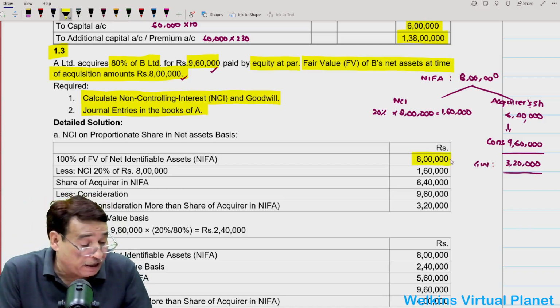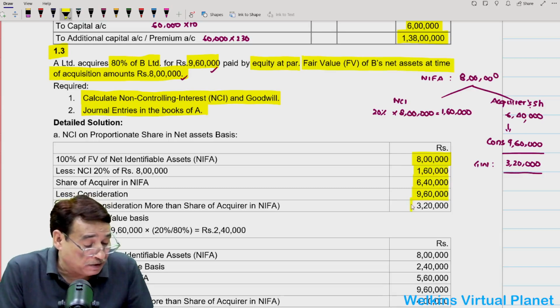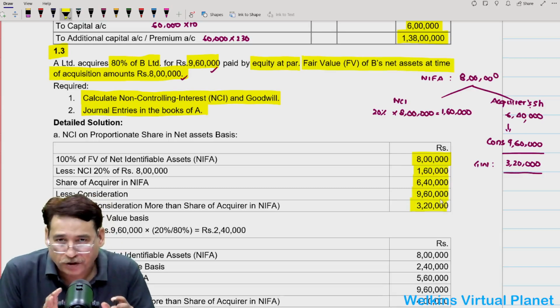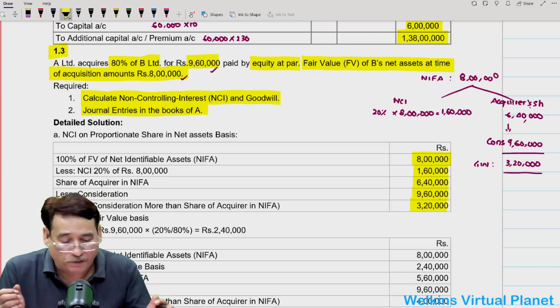100% of net identifiable asset is 8 lakh. Share of NCI is 160. Share of acquirer is 6,40,000. Compare it with 960 consideration, you will get the goodwill. But try to understand, through this particular question, I will explain one concept also.